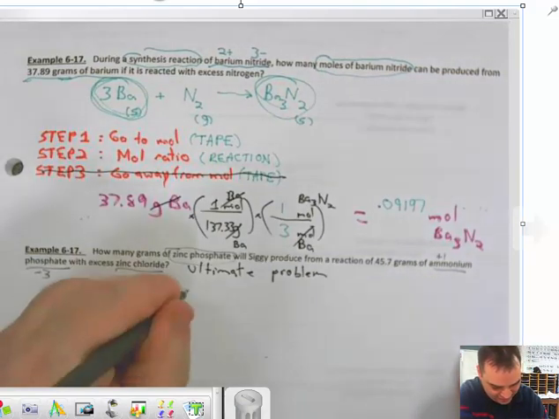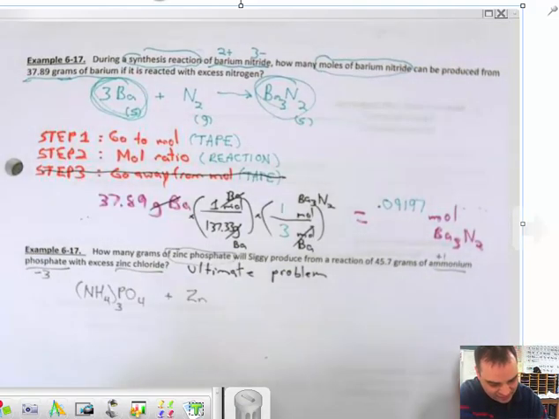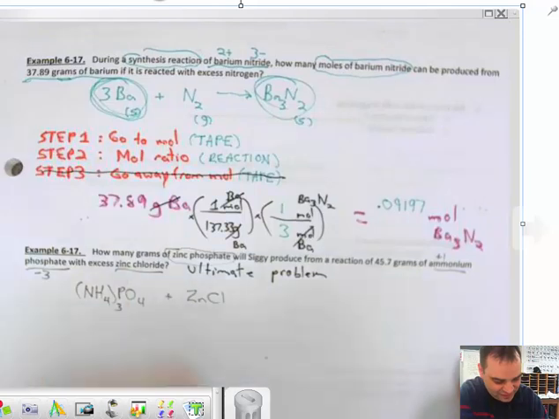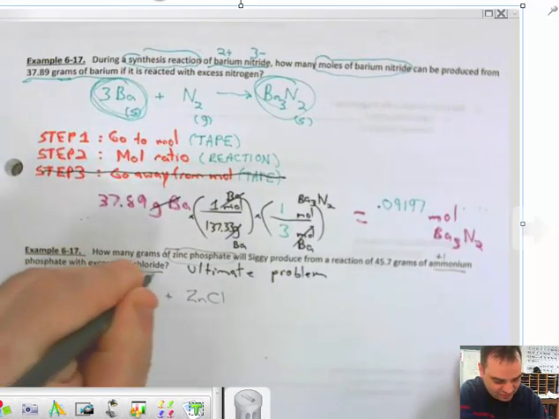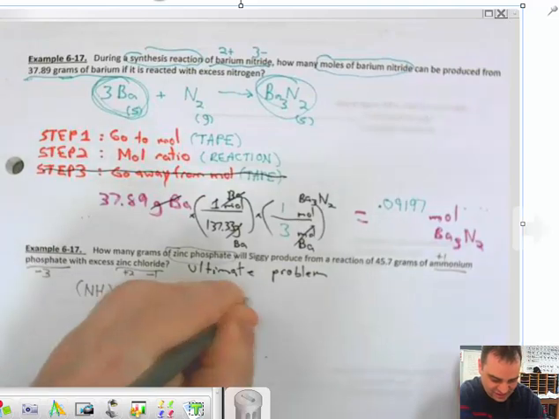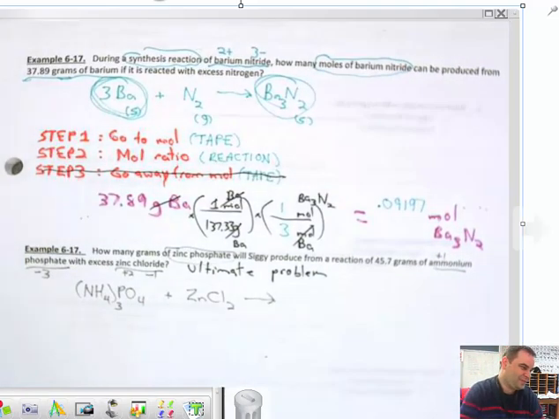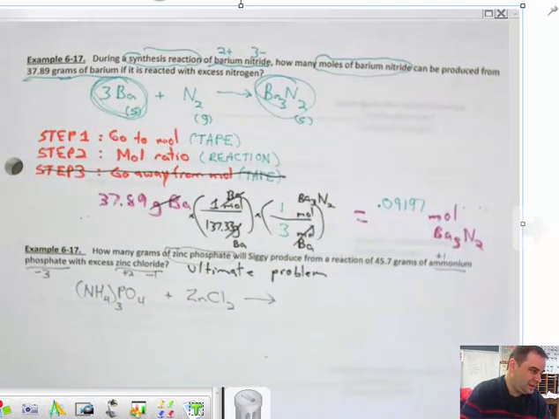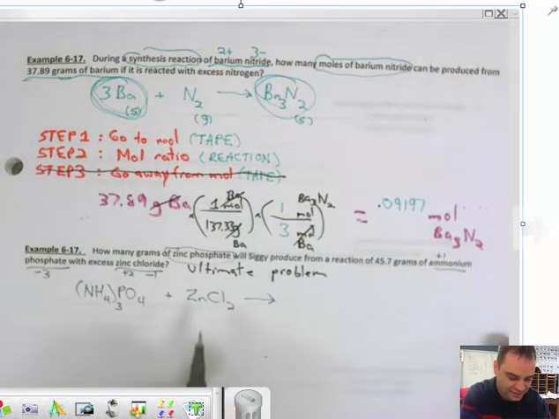Zinc chloride. Zinc is Zn. Chloride is Cl. Zinc is plus 2. Chloride is minus 1. So this is ZnCl2. Okay. These are double compounds here, so we are going to do a double replacement.